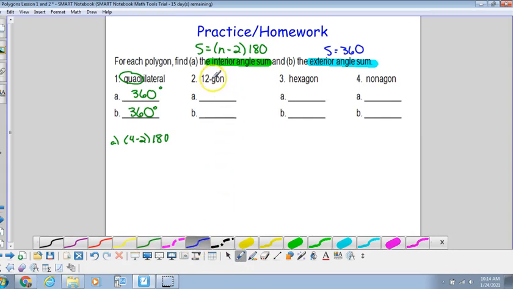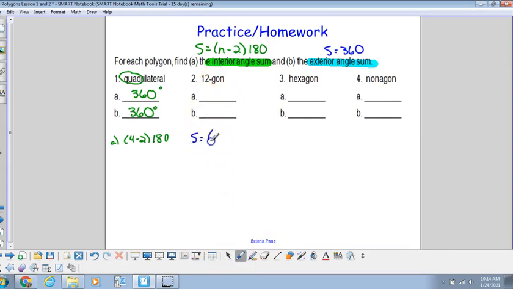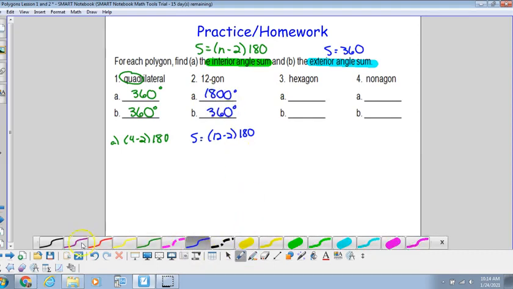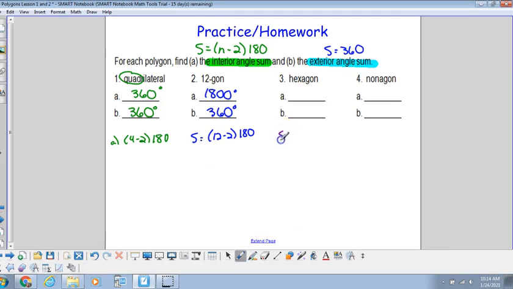Alright, for number 2, we have a 12-gon. Since n is 12, we would do 12 minus 2 times 180, which is 10 times 180, which is 1800. And for B, the exterior angle sum is always 360. For number 3, a hexagon has 6 sides. So we would do 6 minus 2 times 180, 4 times 180, that's 720 degrees for the interior angle sum. And the exterior angle sum is always 360 degrees.